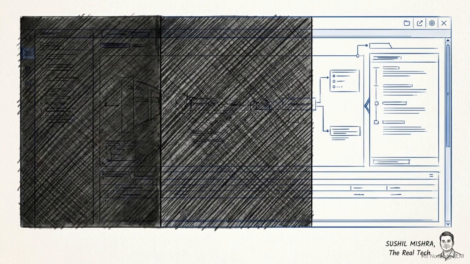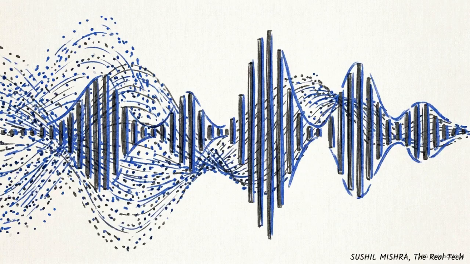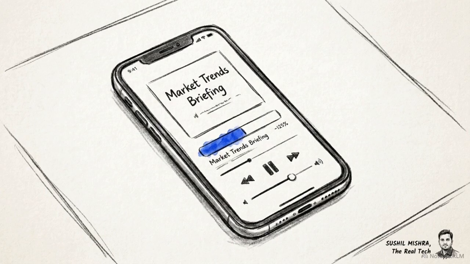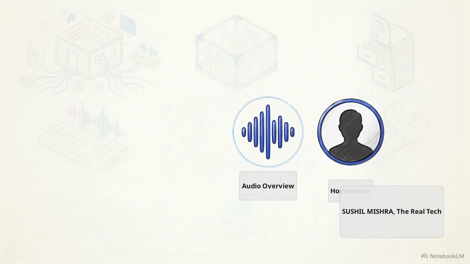With your research saved, shift your focus to the Studio panel on the right. This is where you transform your internal notes into professional, client-facing formats. You can use the Studio to generate an audio overview. The system analyzes your saved local market data and creates a 2-host podcast that explains the current market trends in a clear, conversational format. This audio file can be sent to clients as a pre-listing briefing, providing them with a high-value summary of your research before your first meeting.